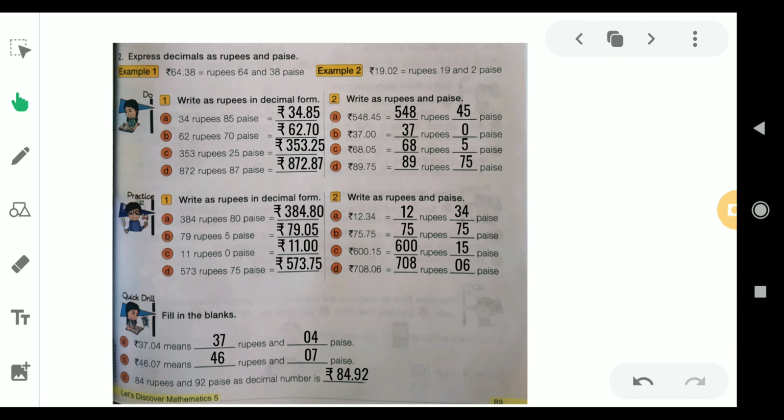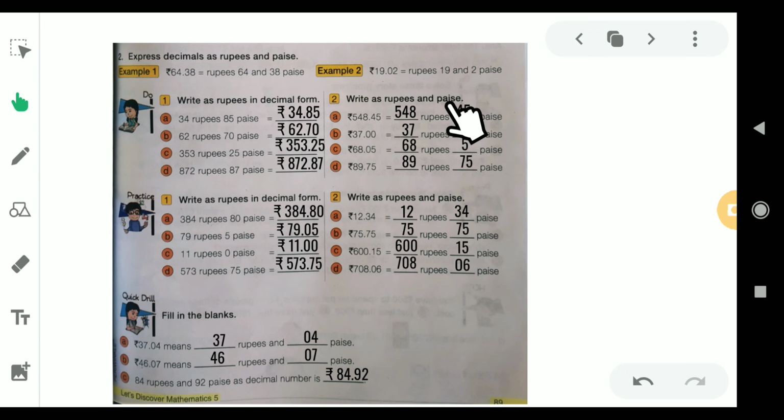Next, let's look at the exercise problem. Write as rupees in decimal form. So 34, as I said, rupees is the whole part, so write it as the whole part, and 85 paise is the decimal part, so write it in the decimal part. 62 rupees is the whole part, and 70 paise is the decimal part. 353 rupees and 25 paise can be written as rupees 353.25. 872 rupees and 87 paise can be written as 872.87.